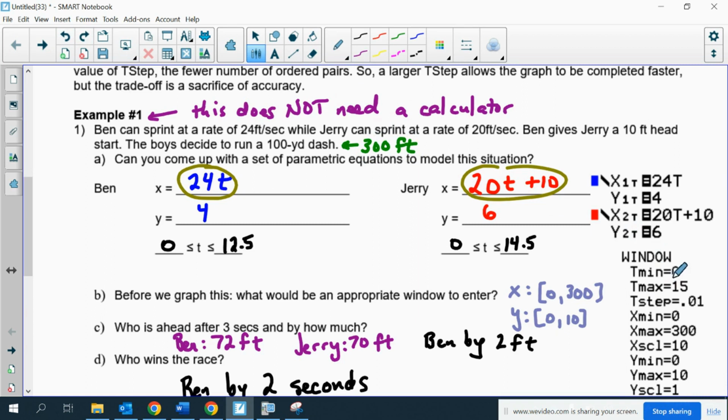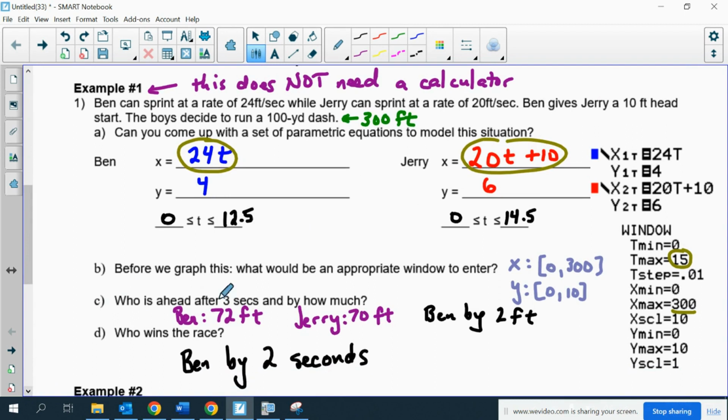When I graphed it on the TI, I just made my Tmax 15 because it doesn't really matter that much. Once they cross the end of my screen, then I know that they've finished the race because I made Xmax equal to 300. And then my y can be anything I want. It just has to include the 2 y values that I chose.